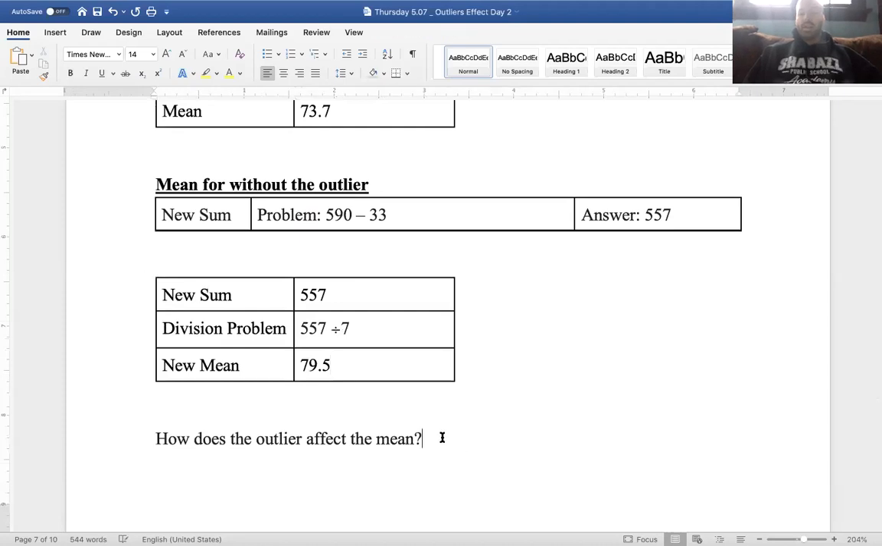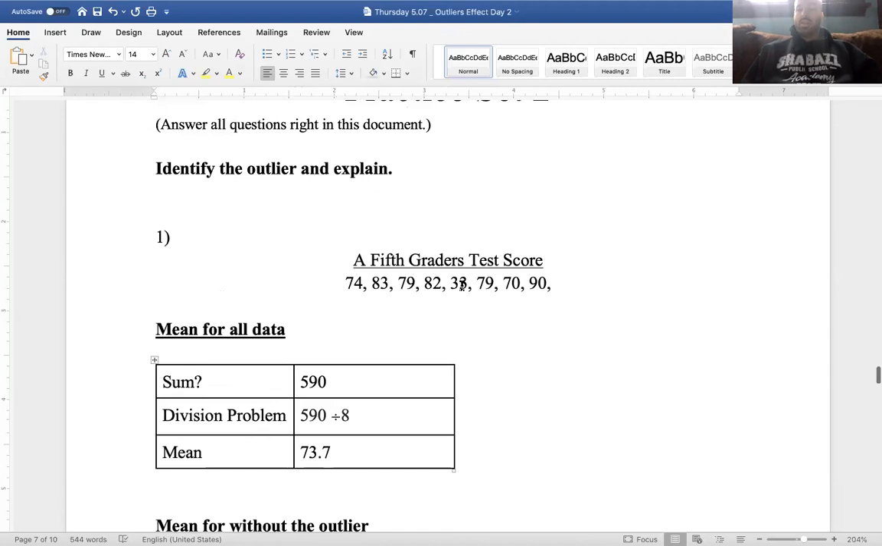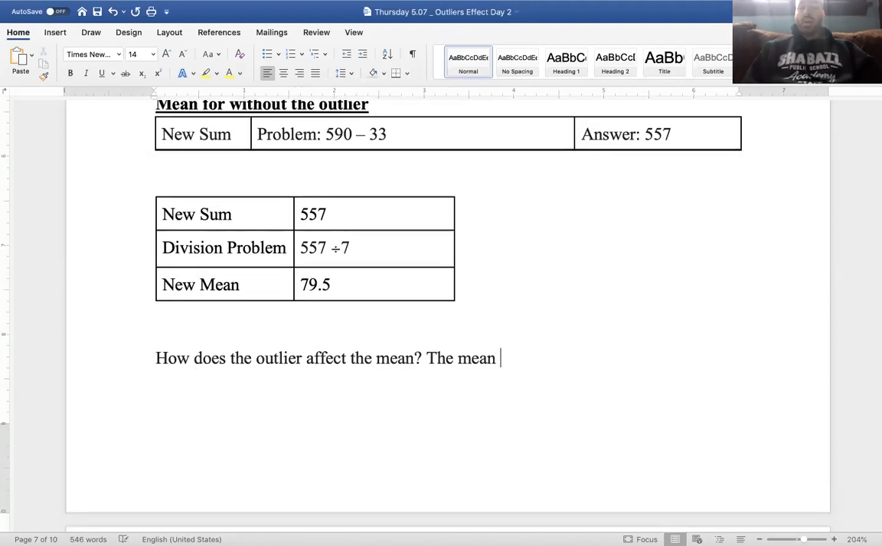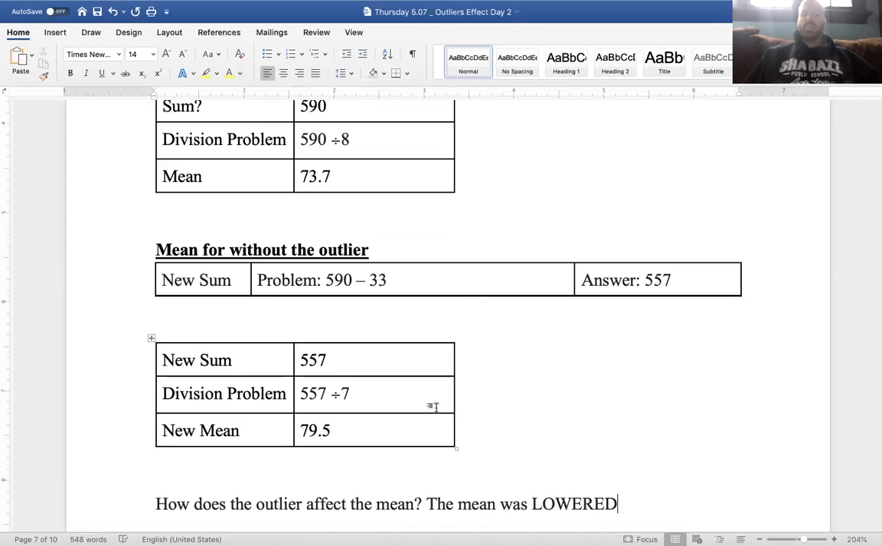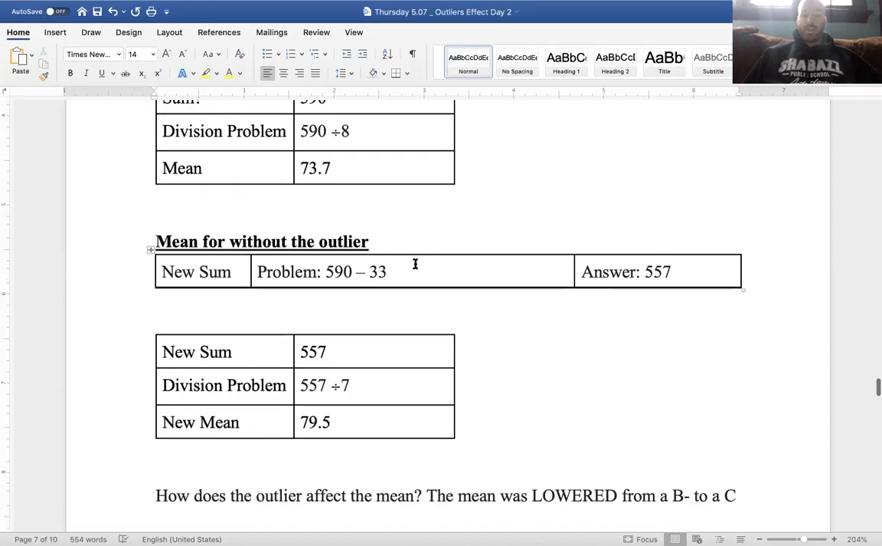So how did the outlier affect the mean? The mean, this is lower, so it was lowered. And we're talking about grades here. The grade was lowered. The mean was lowered. It was 79 without the outlier, down to 73. So I could say it was lowered from a B minus, which is what the student had without the 33, to a C, 73.7, which is what the student had with the outlier. So that's how the outlier has affected the mean.